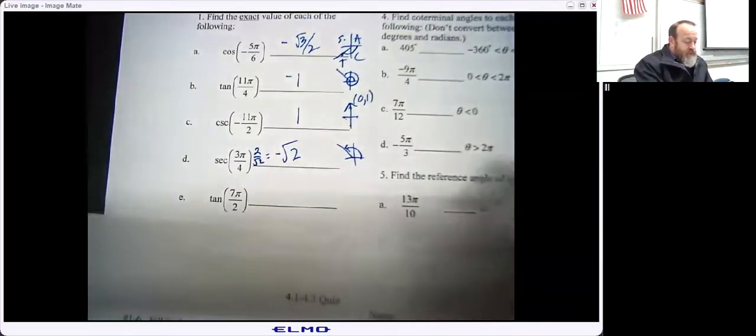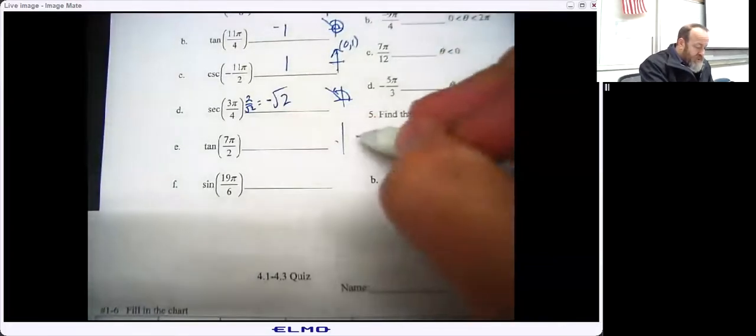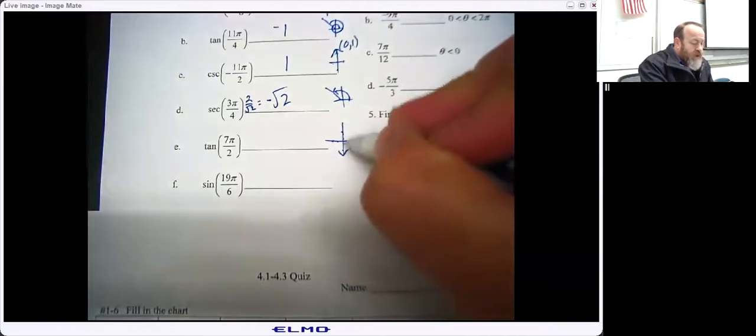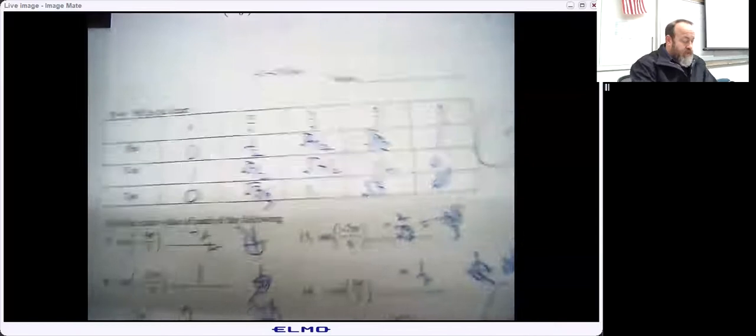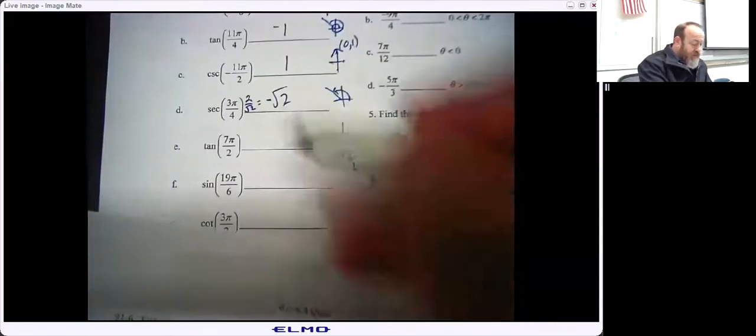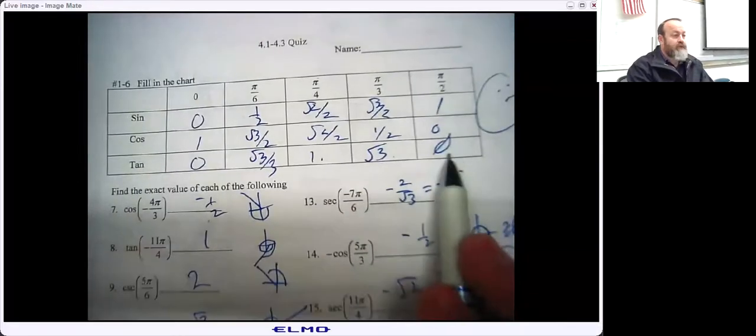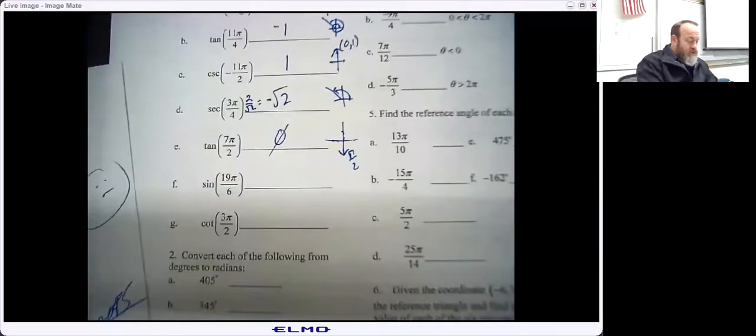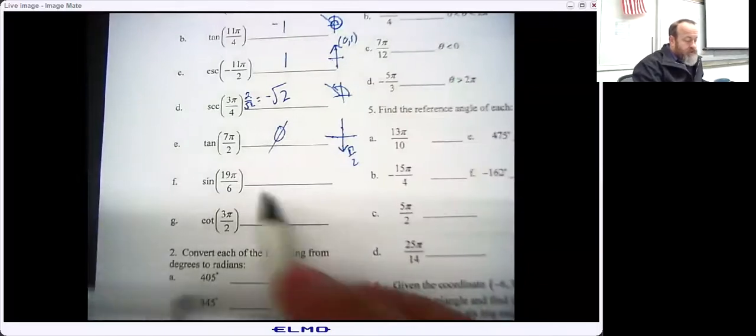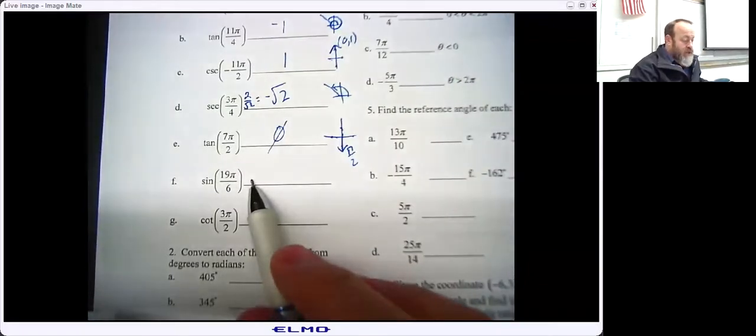So 7 pi over 2 for a tangent ironically lands in the same place as that other one, I believe. That's 1, 2, 3, 4, 5, 6, 7. Actually, it's straight down. But notice its reference is pi over 2. It's pi over 2 from the axis. But the tangent of any kind of pi over 2 is undefined. See, the tangent of pi over 2 doesn't work. Almost done with all these hard ones, and then things are going to get faster.